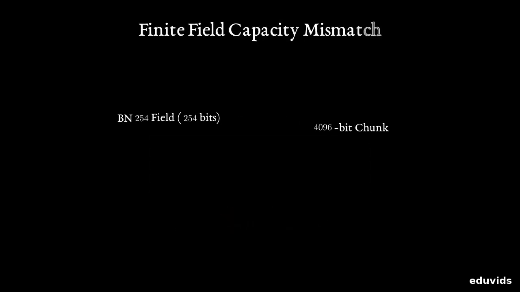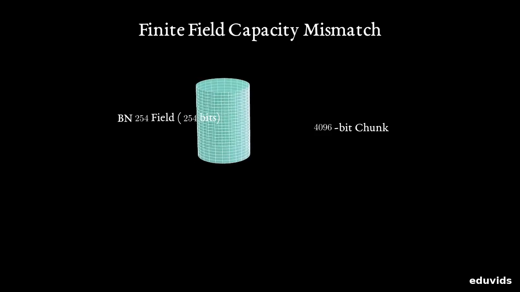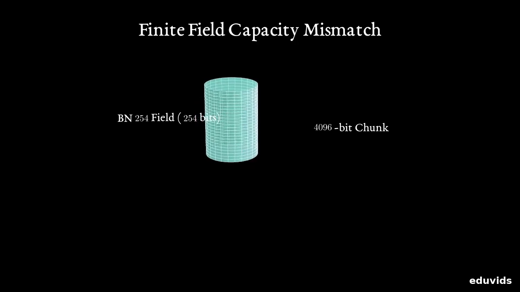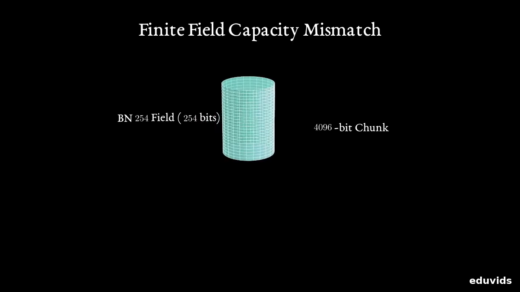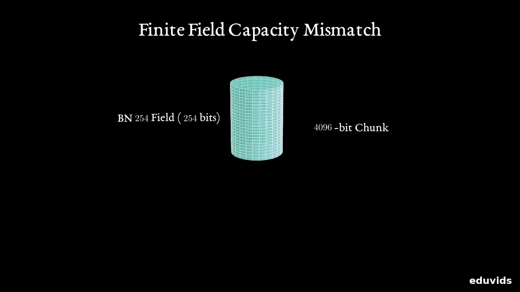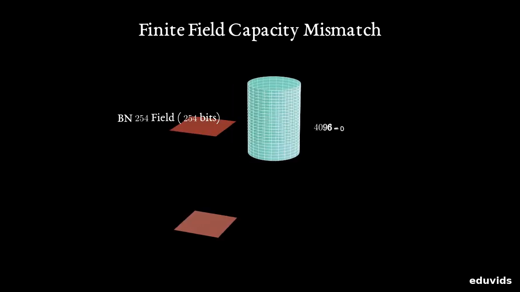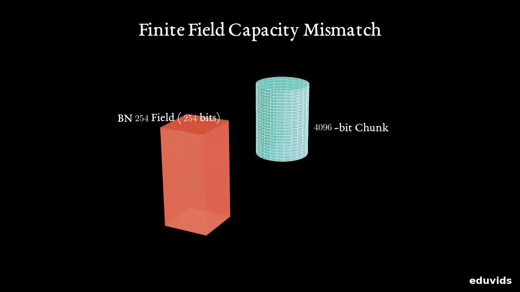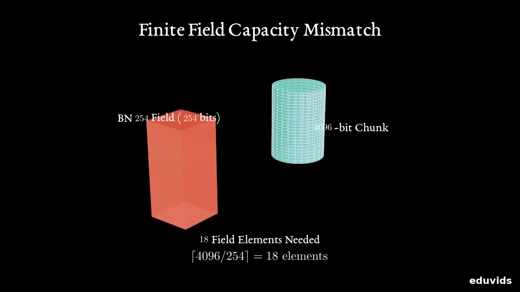Now, we want to prove this retrieval process is honest using zero-knowledge proofs. To do this, we must represent our data using math in a finite field. Think of a finite field like a clock that only has a certain number of hours. Our specific field, called BN254, can only hold 254 bits at a time.